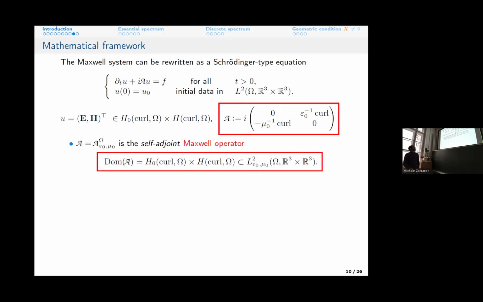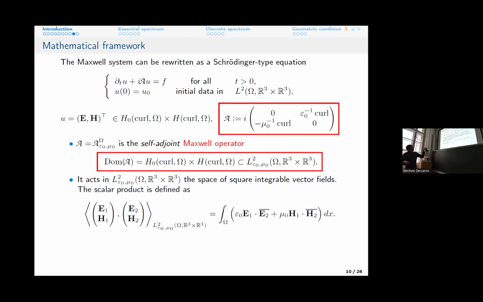For more general materials, this will give us a non-self-adjoint Maxwell operator, and so you lose a lot of structure. But in our case, we are dealing with a nice operator, since it's self-adjoint, so we know the spectrum lies on the real line. But still, there are many challenges, that I will show you.